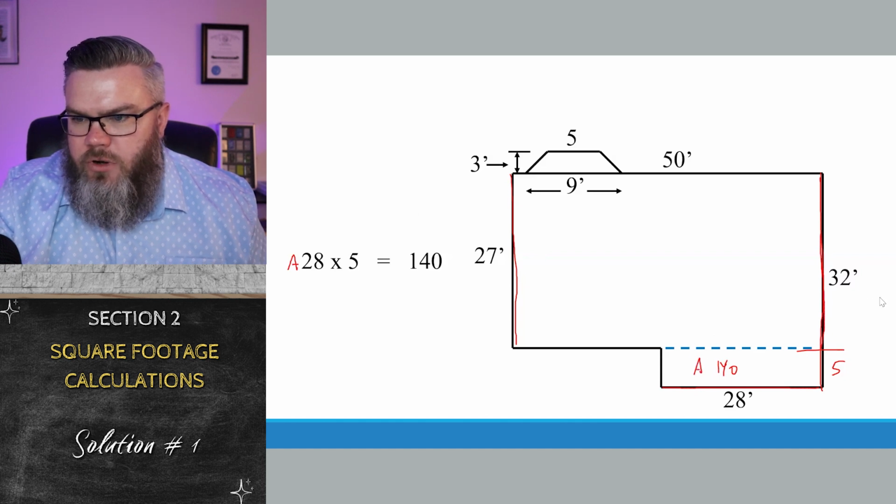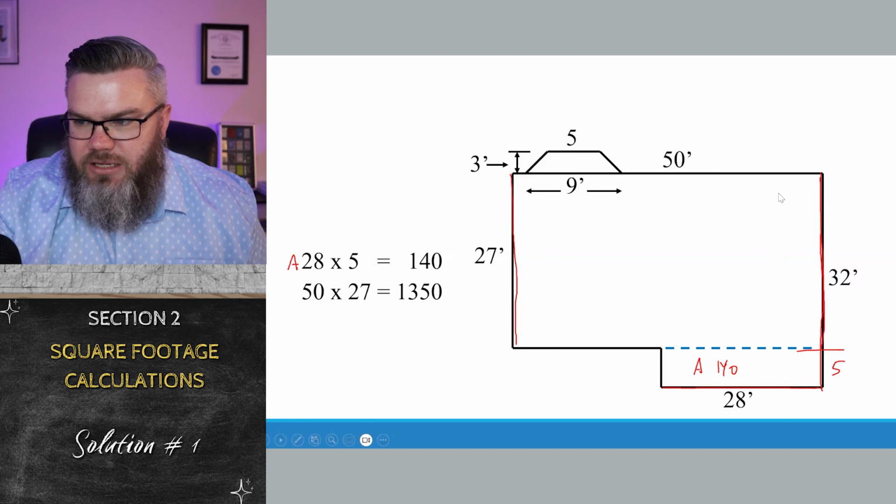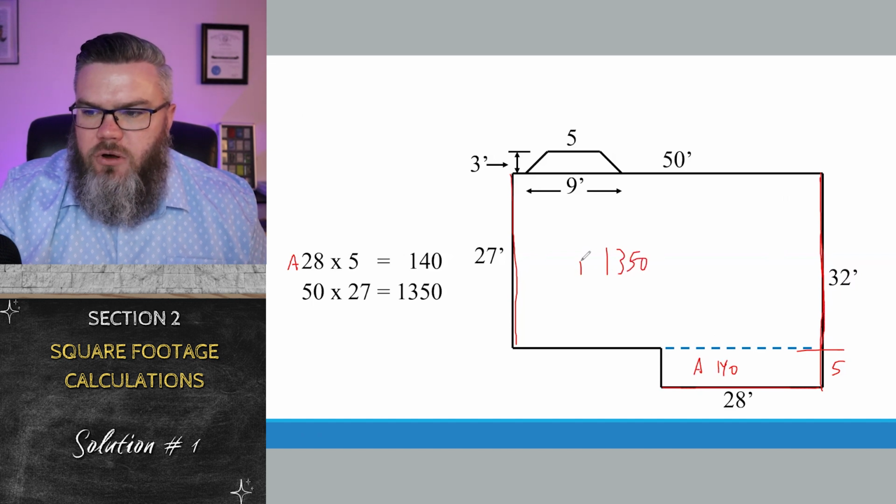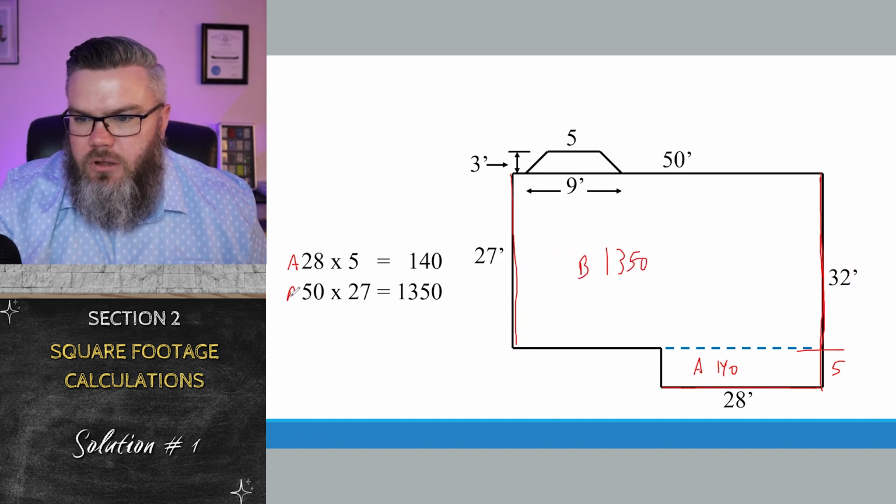And then your next one is, of course, this large one, which is a 50 is the total backside by 27. So that is 1,350 square feet. Let's call that B. And let me fix my zero where I kind of cut it there.